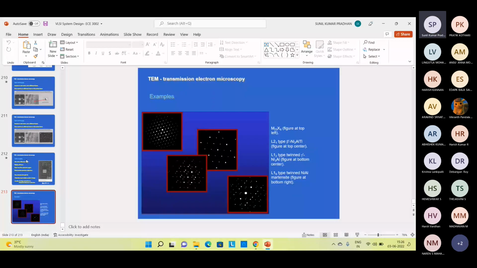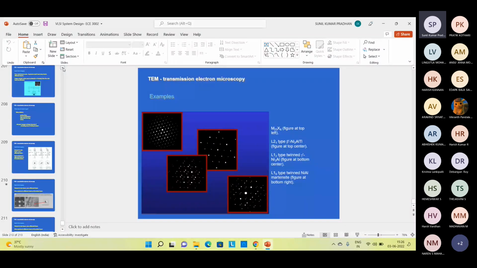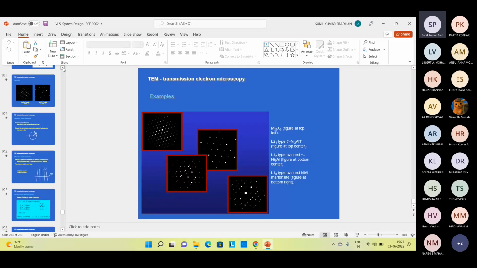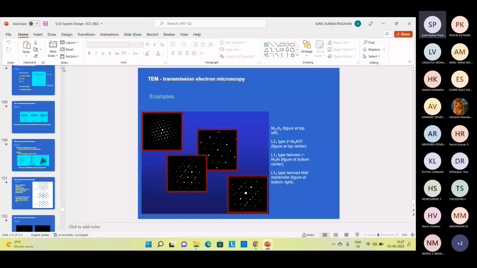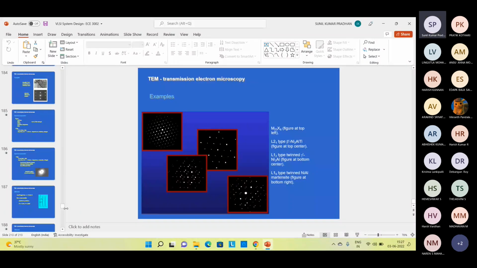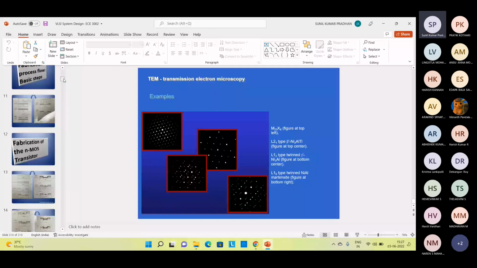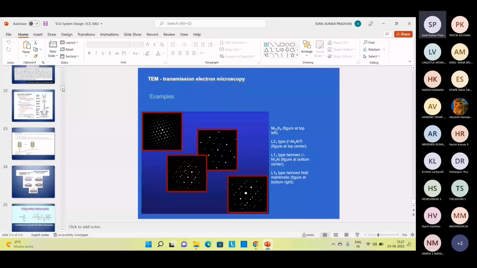Okay, so this is all about that. I just wanted to show you how to characterize any devices using electron microscopy, so that we are able to do that. If you can see in the previous slide, in the fabrication here.